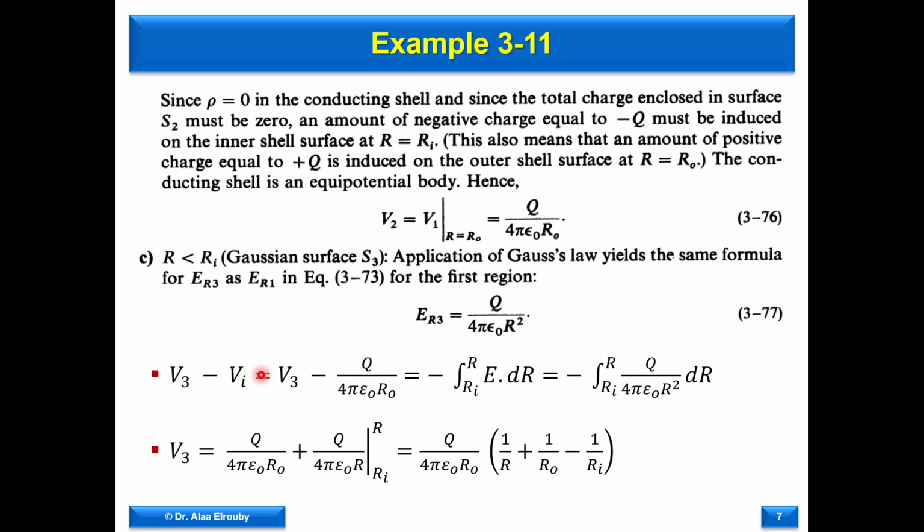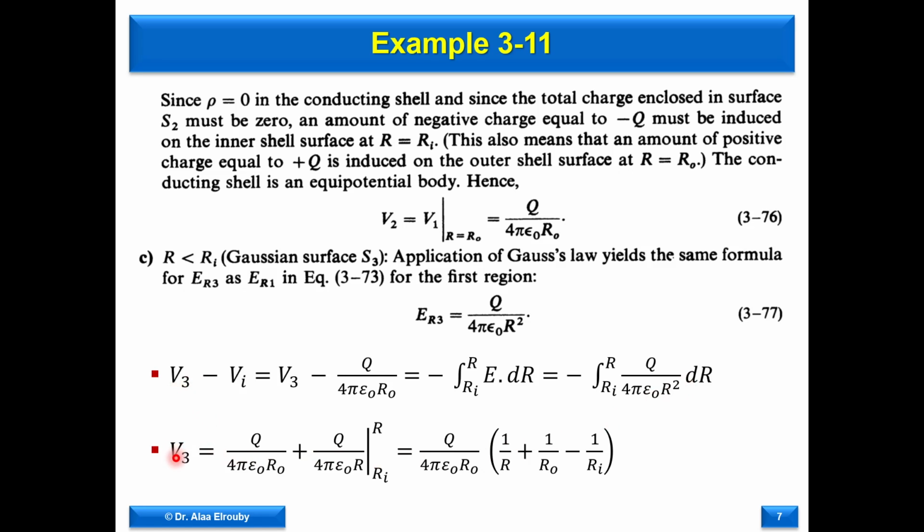What is the expression of Vi? It's the expression of V2. All the points in the conductor and on its surface have the same potential of Q over 4 pi epsilon naught R outer. So Vi is known. The potential difference between V3 and this known point equals the integration of E dot dl, because we are moving radially here, from Ri to R. So the expression in region 3 has this value.